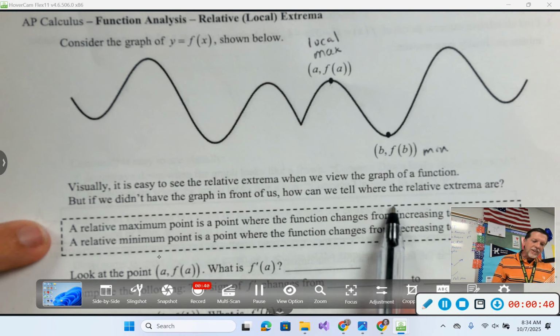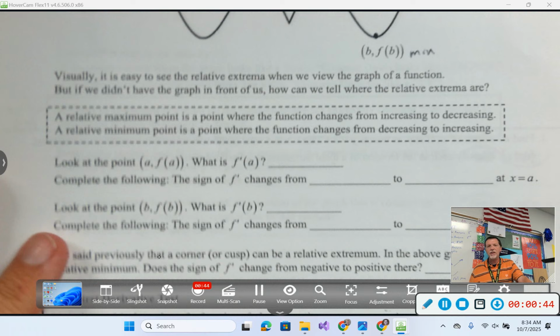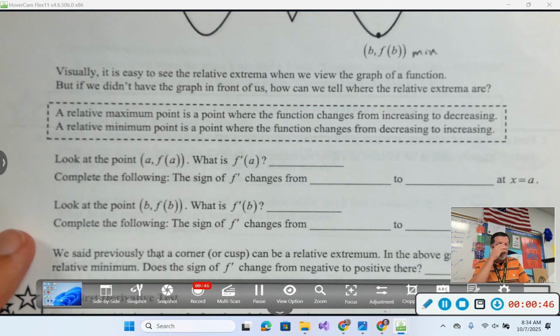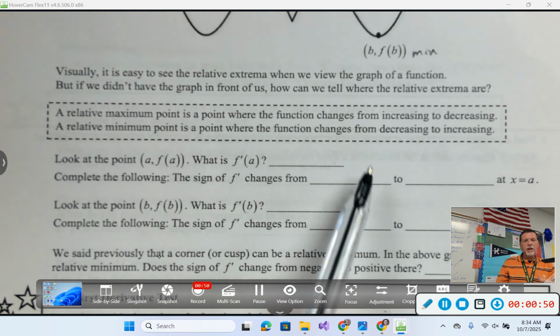But if you didn't have the graph, it would be a lot harder to know where the maxes and mins are. So that's what we're going to worry about today, is how to find the max and min from an equation rather than from a graph.